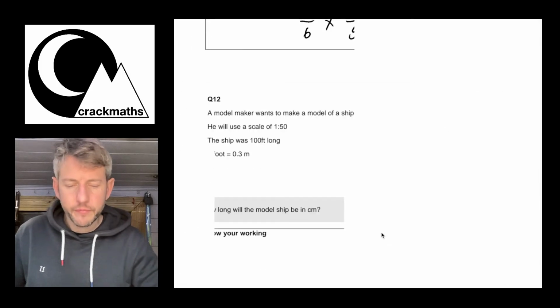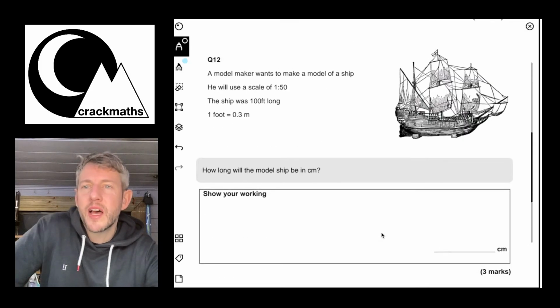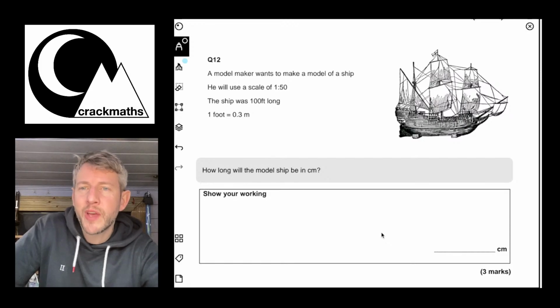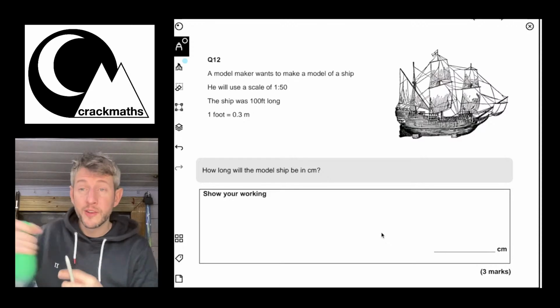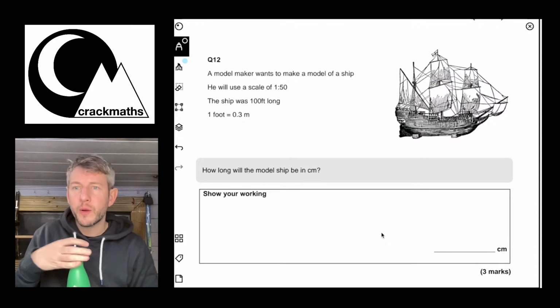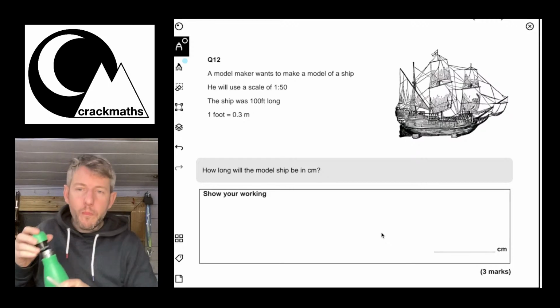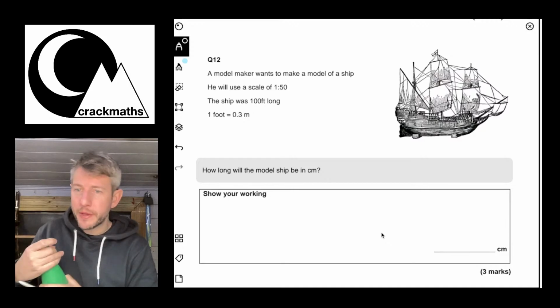Right, let's go on to question 12. Okay. So question 12 here, it says, a model maker wants to make a model of a ship. He will use a scale of 1 to 50. The ship was 100 feet long. 1 foot equals 0.3 meters. How long will the model ship be in centimeters?